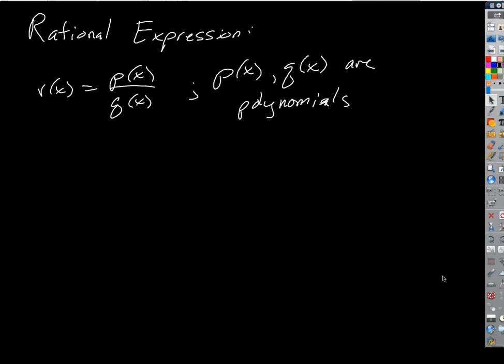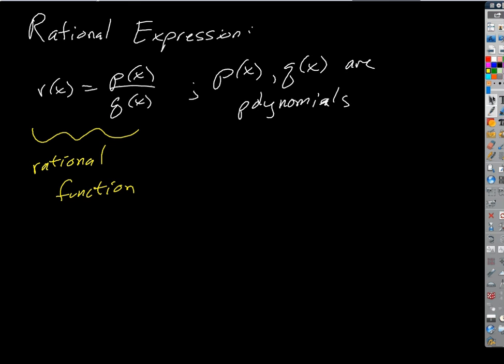So rational expressions. How do you define a rational expression or a rational function? This is what a rational function looks like. It's a ratio. Ratio just means fraction, right? So it's a fraction. It's a ratio of two functions, one on top and one on bottom, that are both polynomials. That's it. That's a rational function.